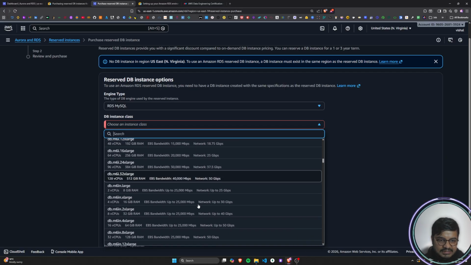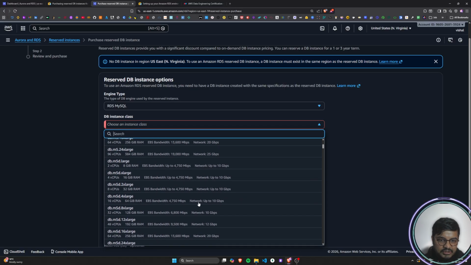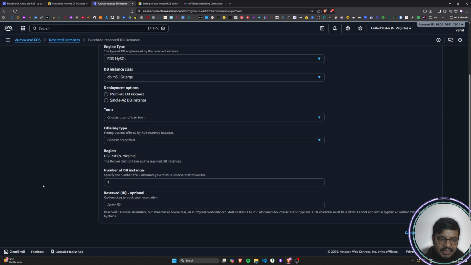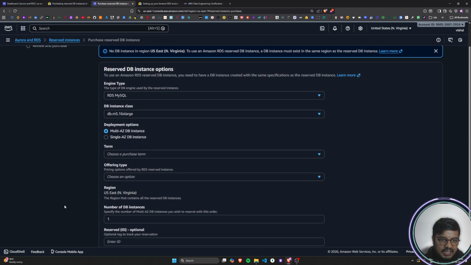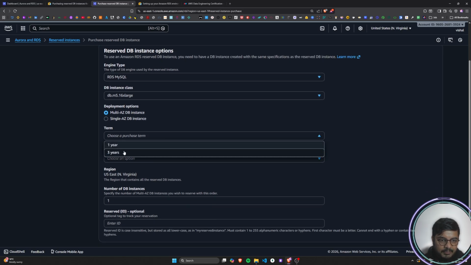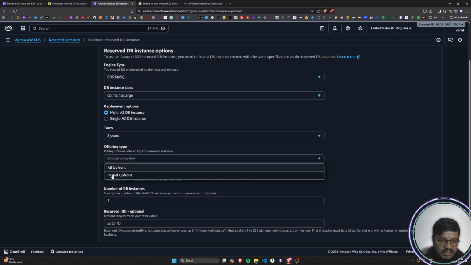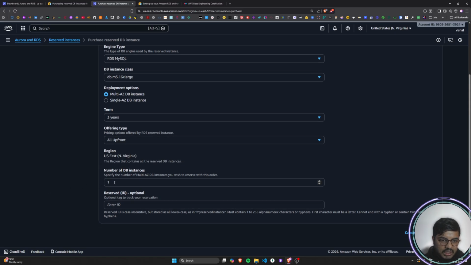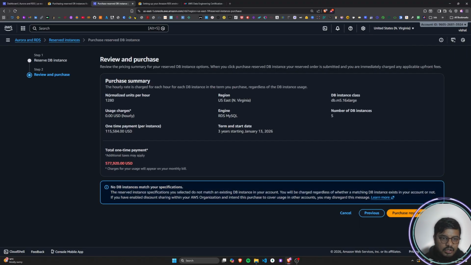So here you can see all the instances that are available. Let's suppose I am choosing any random instance. If I want a multi availability zone deployment, I am choosing it for 3 years, and I will do all upfront, let's suppose, and the number of instances as 2. And I can click on next. So you can see here normalized units per hour, it will be this much, region is this, instance is this, and the charge currently is this much.